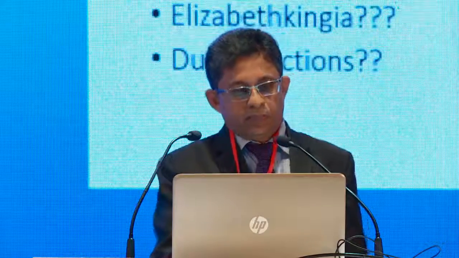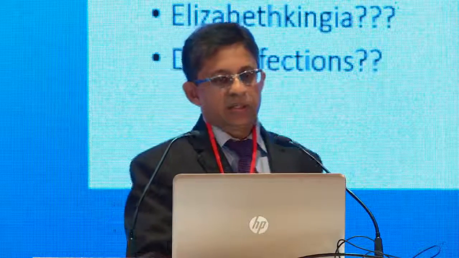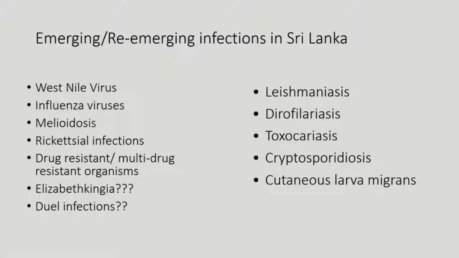But the issue is, do we have data? Do we do enough? Are we safe? Or are we prepared to do this? The list of emerging and re-emerging infections which are known here: West Nile, influenza viruses, melioidosis, rickettsial infections, drug-resistant or multi-drug-resistant organisms, Elizabethkingia infection, dual infections, then the parasitic leishmaniasis, dirofilariasis, toxocariasis, cryptosporidiasis, and cutaneous larva migrans.